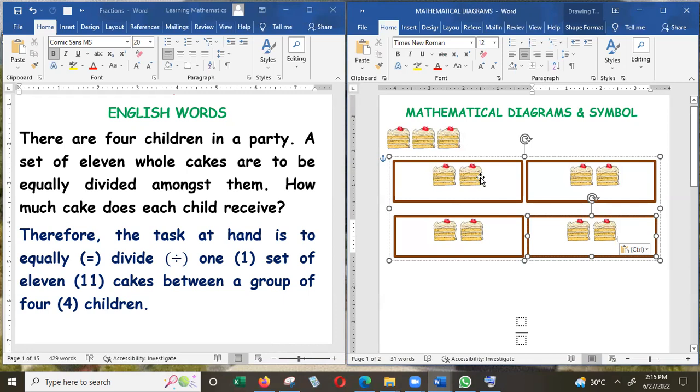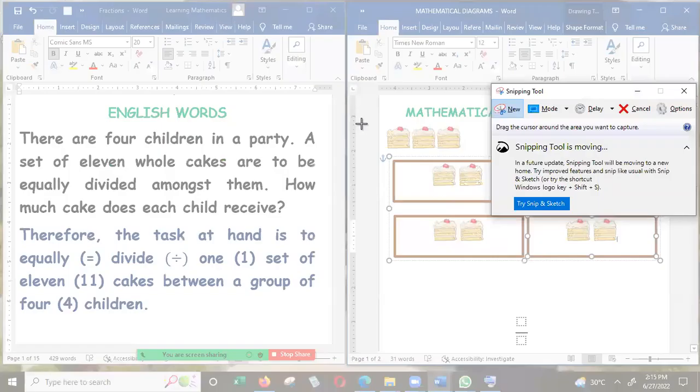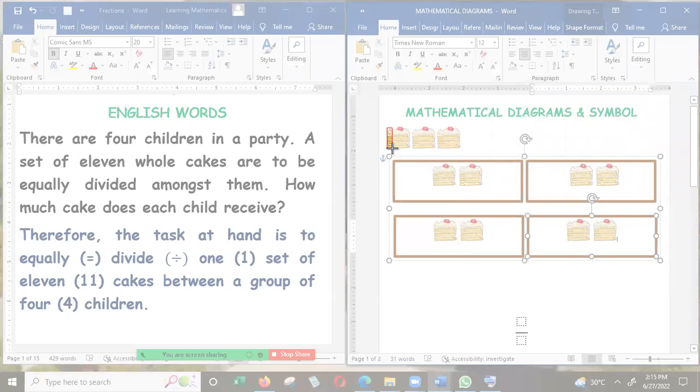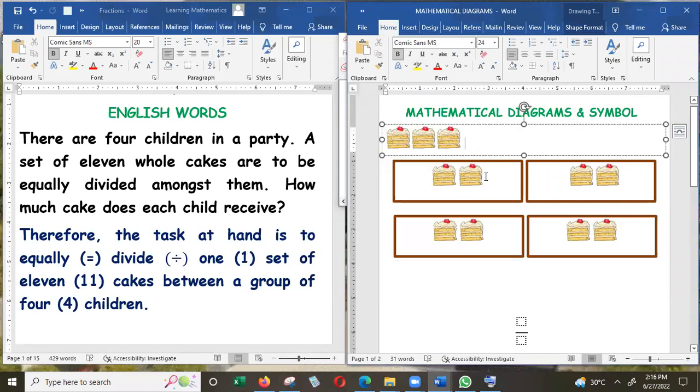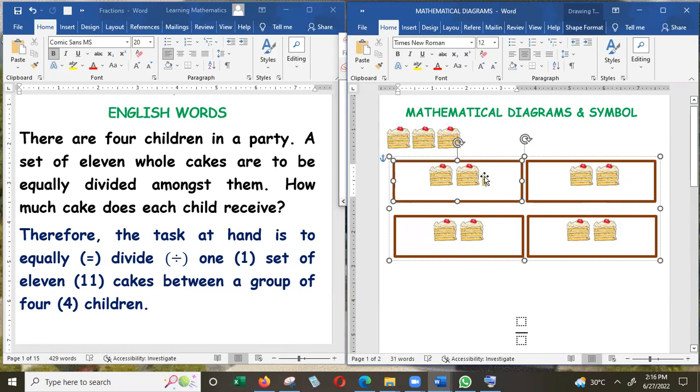Okay, so what we can do, we can take a cake and divide it into 4 equal slices. So 1, 2, 3, 4. Let's take one cake and divide it into 4 equal slices, because remember we have 4 children. So we can take one cake, so we have 1 slice, that's 2, 3, 4. So that would be about right. So that's 1. That's 1 out of 4.